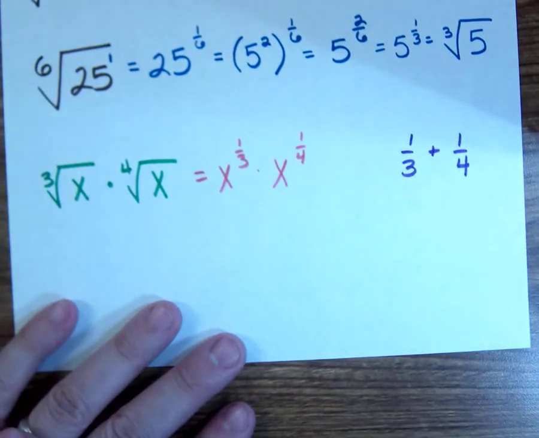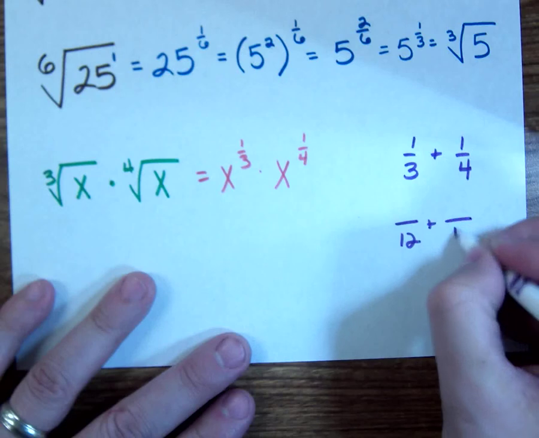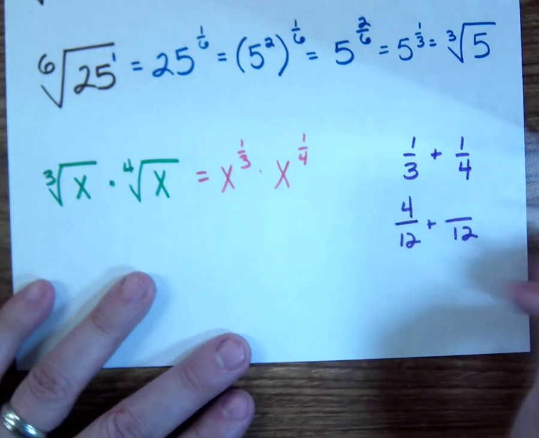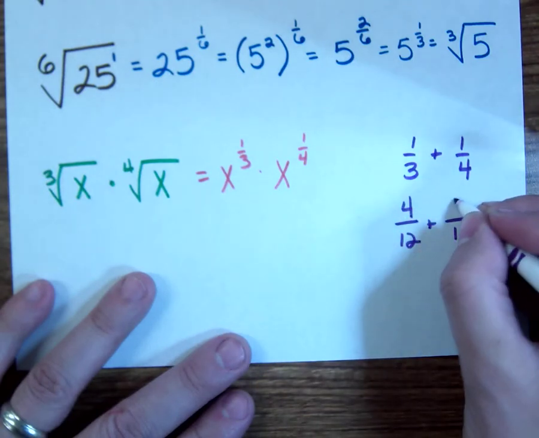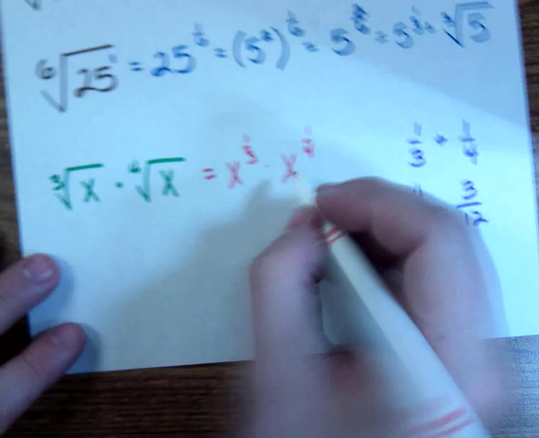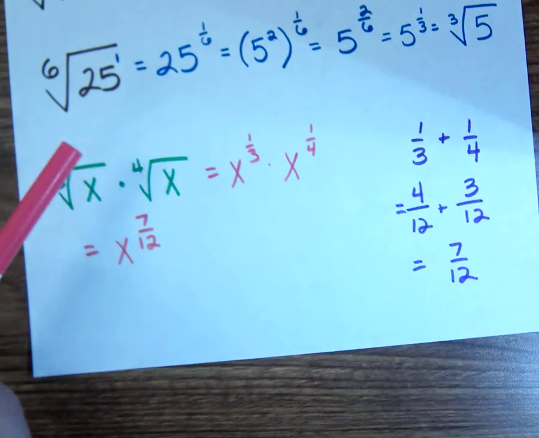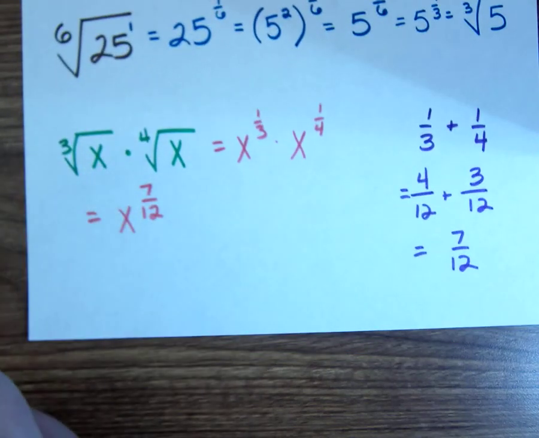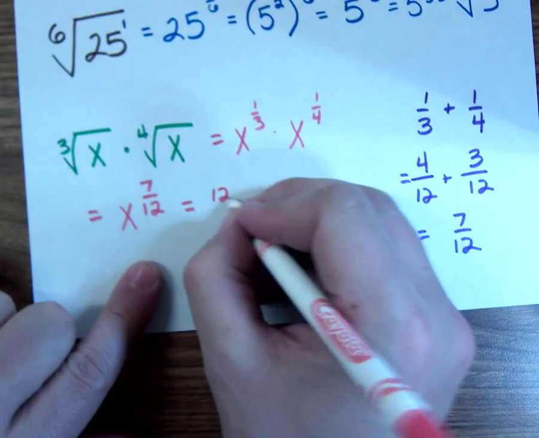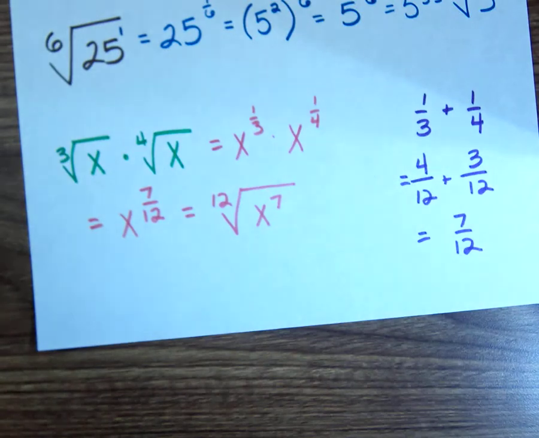What's the common denominator of 1/3 and 1/4? 12. So how many twelfths do I turn 1/3 into? 4 twelfths. And how many twelfths would 1/4 be? 3, for a total of 7 twelfths. So I can write this as x to the 7 twelfths power. Now my original problem was given to me as a root, so I want to convert it back to a root. So what's the root going to be? 12th root of x to the 7th. And that is a way that I can take two separate roots and combine them together into one root.